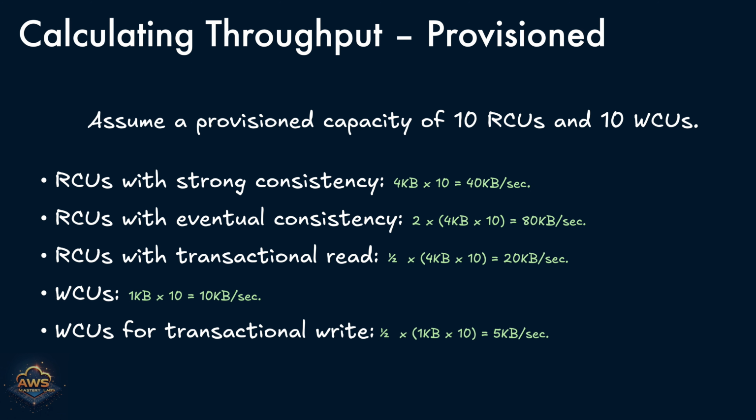Now let's flip the perspective and calculate how much throughput you can achieve if you've provisioned your DynamoDB table with 10 RCUs and 10 WCUs. This kind of calculation is useful when you want to understand the data volume your table can handle per second based on your current capacity settings. Remember that DynamoDB measures reads and writes in specific block sizes, 4 kilobytes for reads and 1 kilobyte for writes.